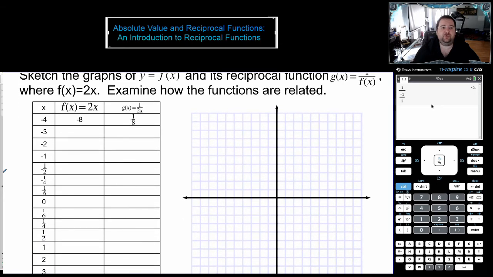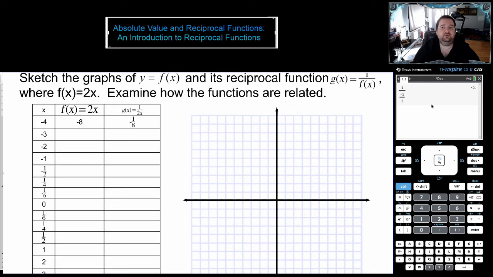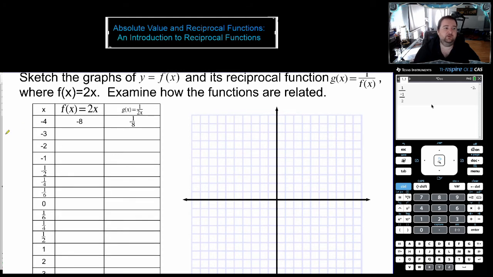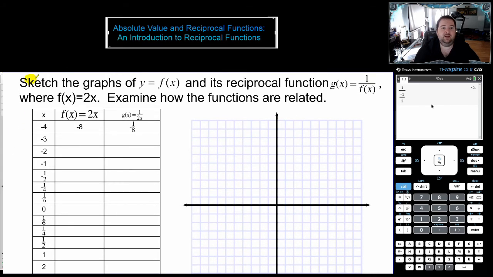So you're going to need some graphing paper. You're going to sketch the graphs of your original function. Okay, sketch the graph of y equals f of x when f of x equals 2x. So there you go. And also sketch the graph of g of x, so the reciprocal of f of x. And I also put that here for you. g of x is 1 over 2x.